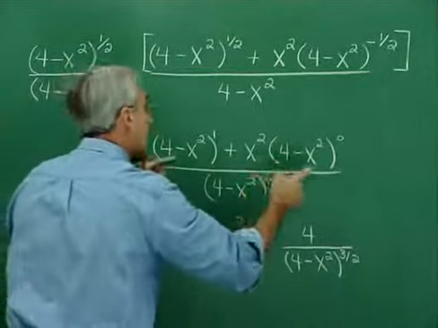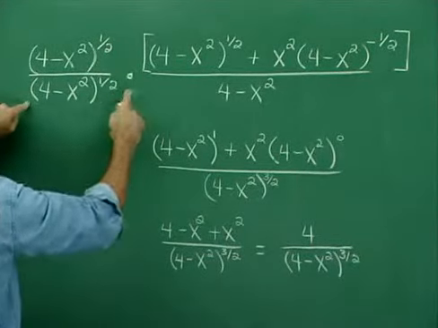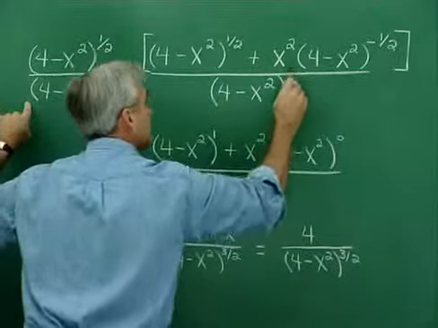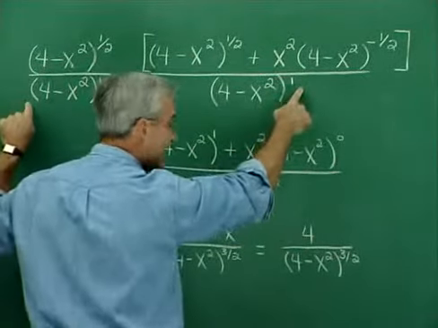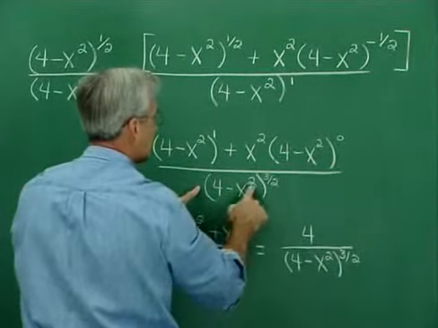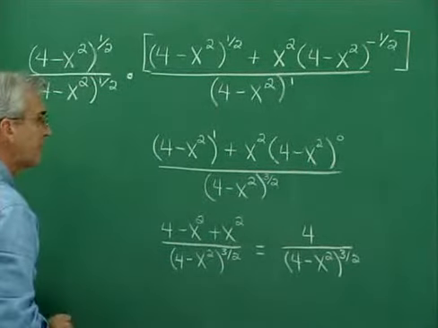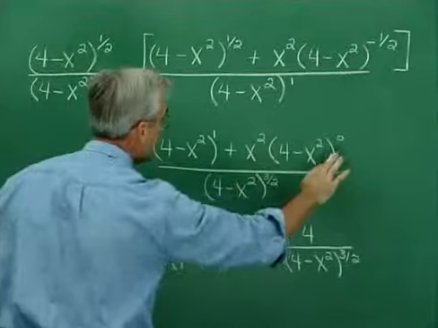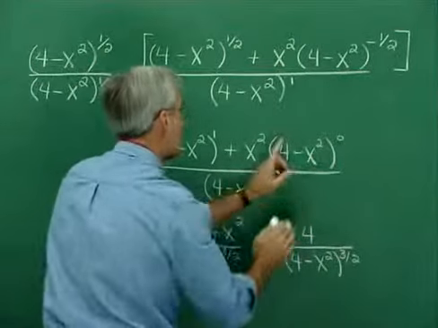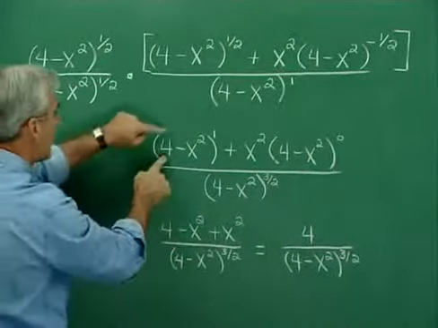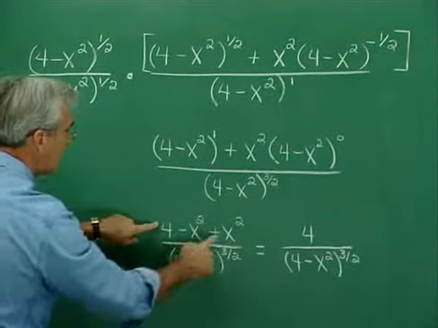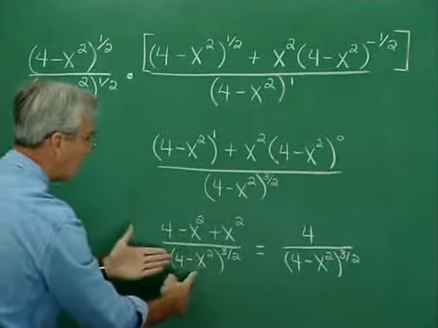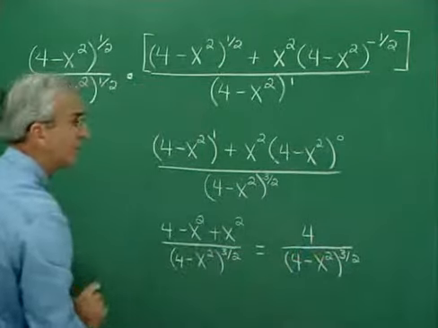And then in the denominator, we have 4 minus x squared to the 1/2 times 4 minus x squared to the understood 1. Adding the exponents, 1/2 plus 1 is 3/2. That's why the 4 minus x squared to the 3/2 appears here. Then cleaning up a little bit in the numerator, this virtually goes out. It becomes a factor of 1 here. So we have 4 minus x squared plus x squared, and then the x squareds go out. So we have 4 over this as the simplified form.